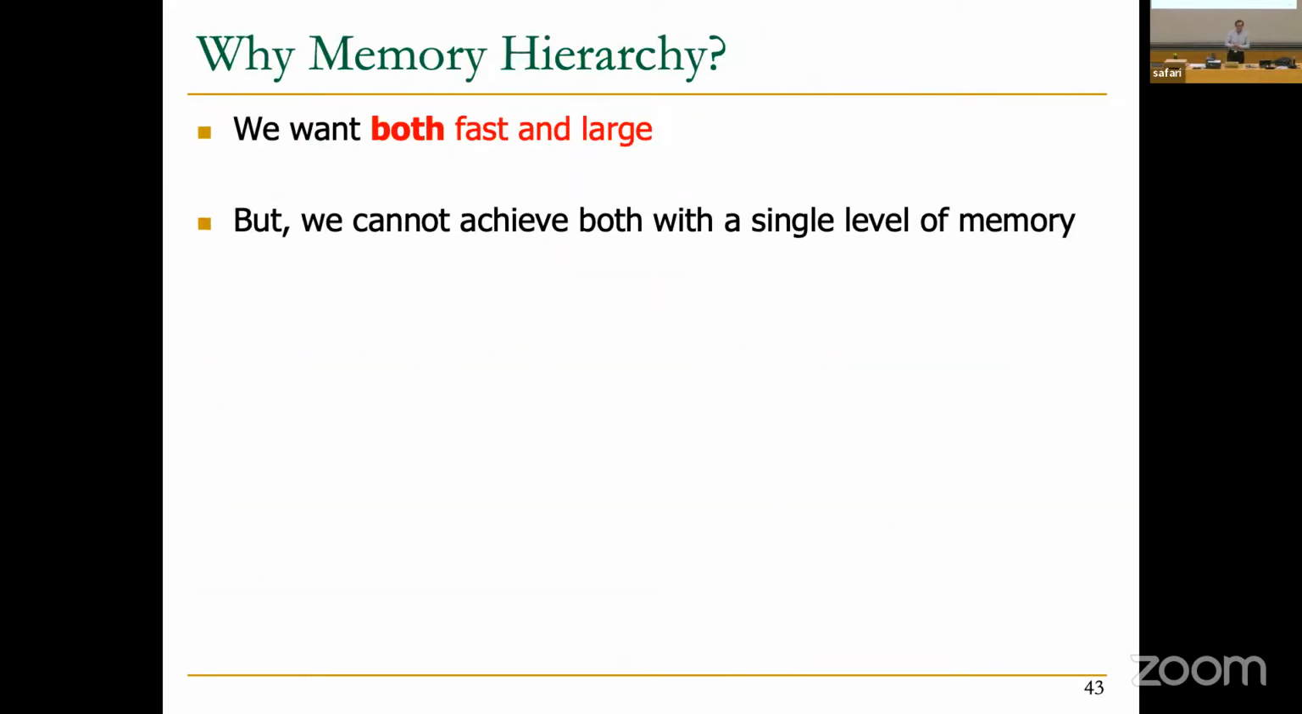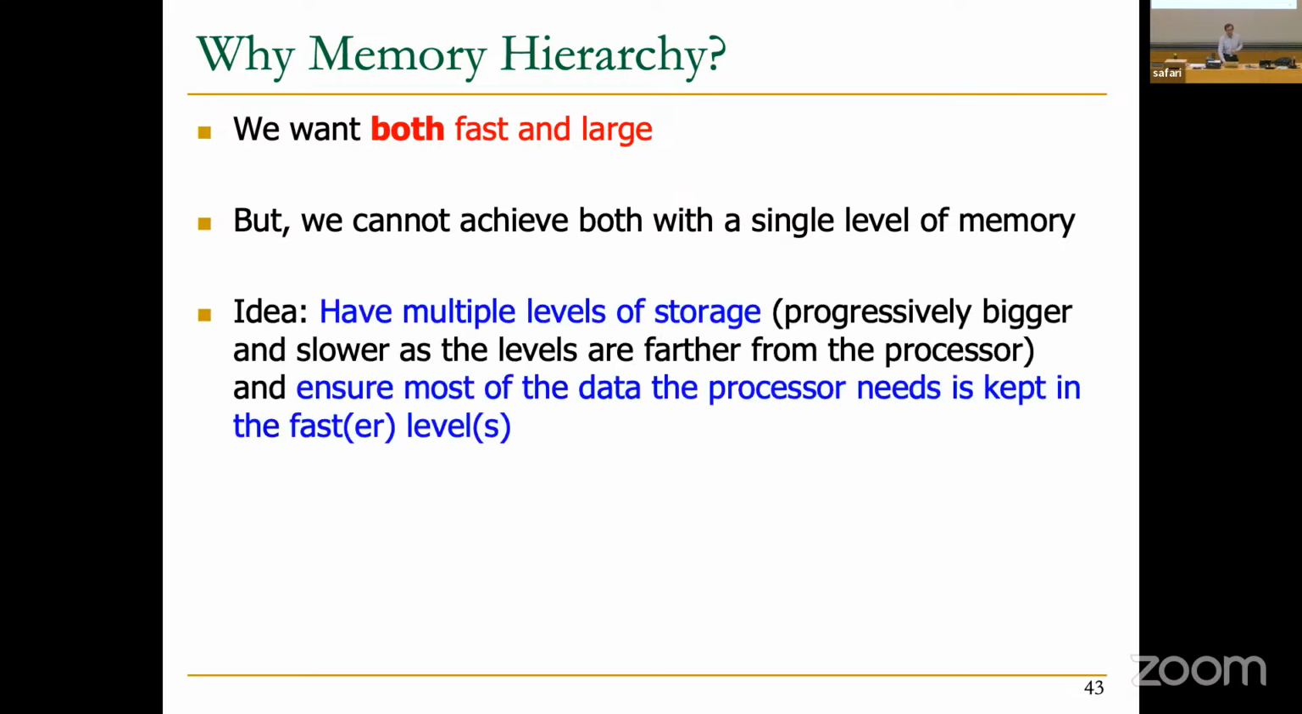Okay, so why do we have memory hierarchy? Because of what we just saw. We want both fast and large, but unfortunately we cannot achieve both with a single level of memory. So the idea of a memory hierarchy is very simple. Essentially, add heterogeneity, if you will. Or in other words, add multiple levels of storage that become progressively bigger and slower as the levels are farther from the processor, and ensure with some techniques that hopefully most of the data the processor needs is kept in the faster levels as much as possible.